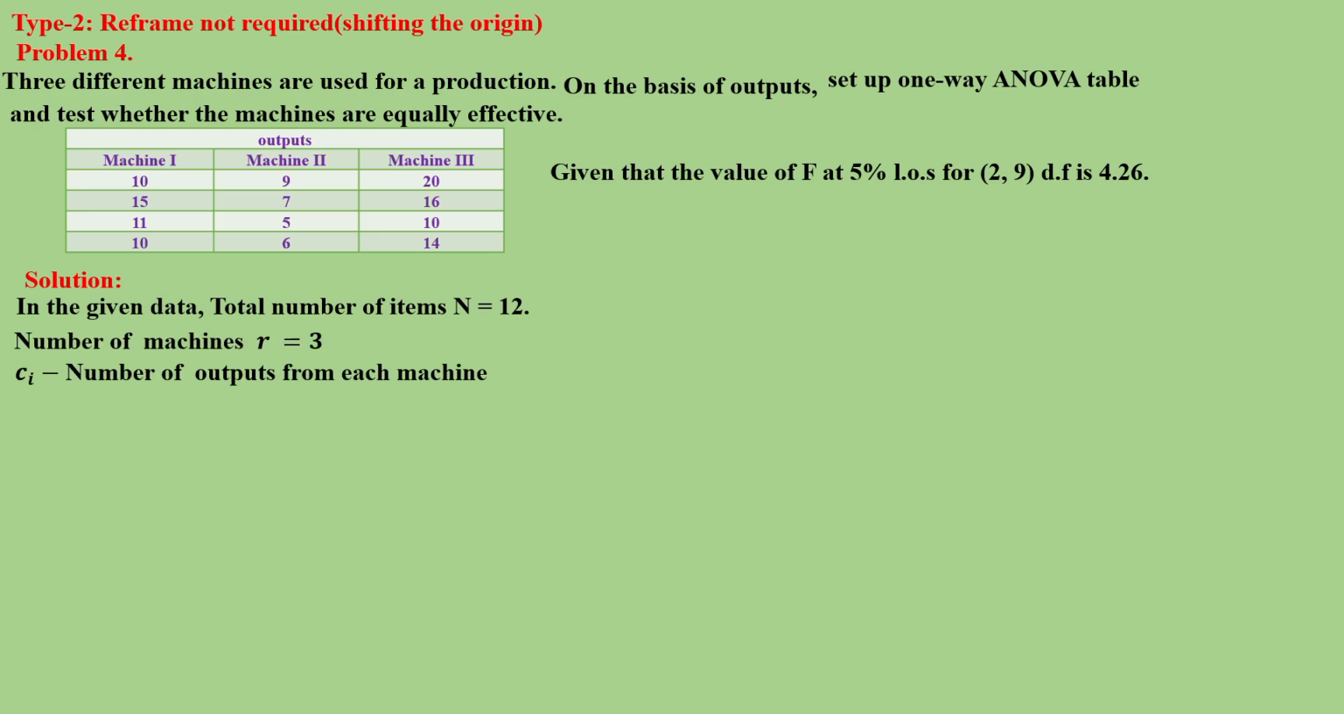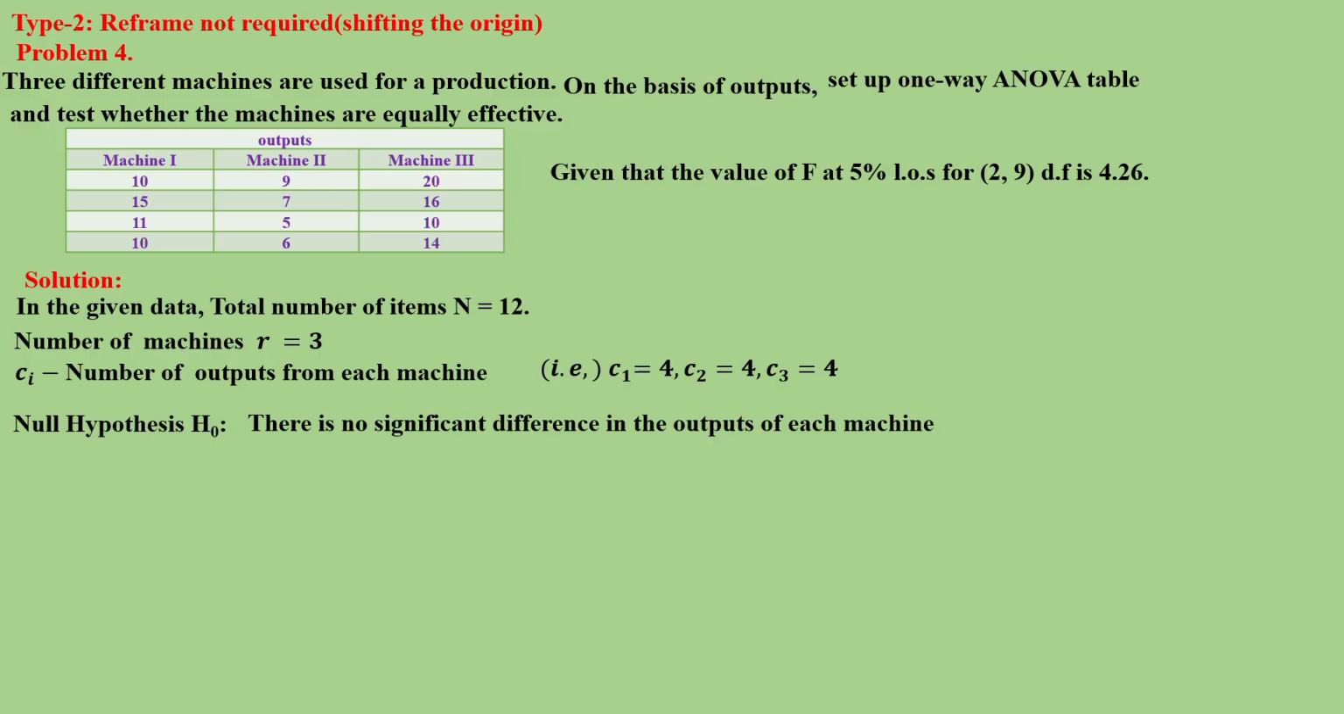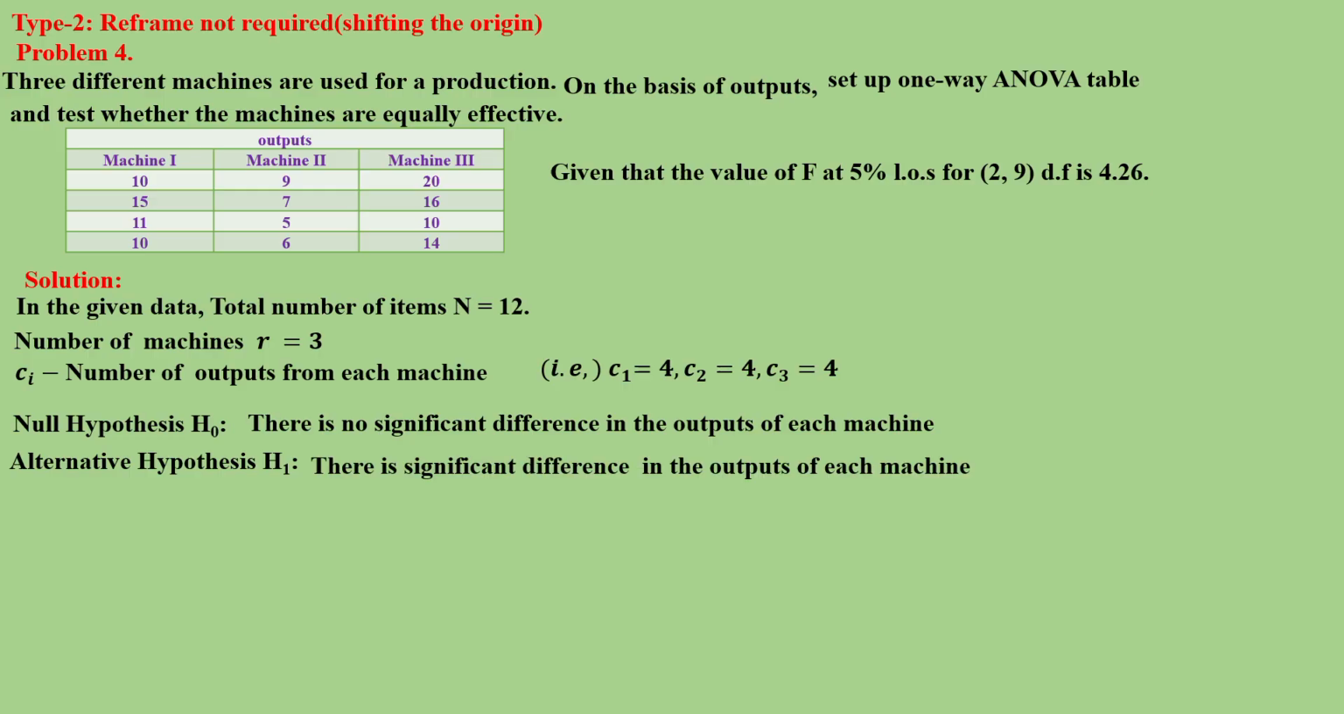Number of technicians, so number of outputs of each machine, that is C1, C2, C3, all are equal, that is equal to 4. So the null hypothesis: there is no significant difference in the output of each machine. H1, the alternate hypothesis: there is significant difference.